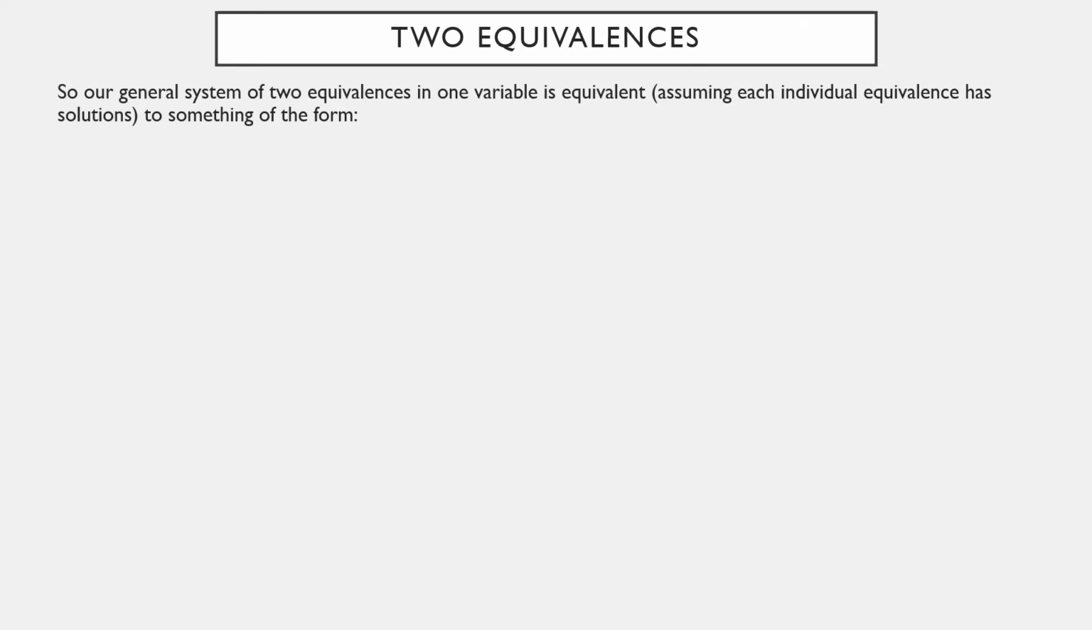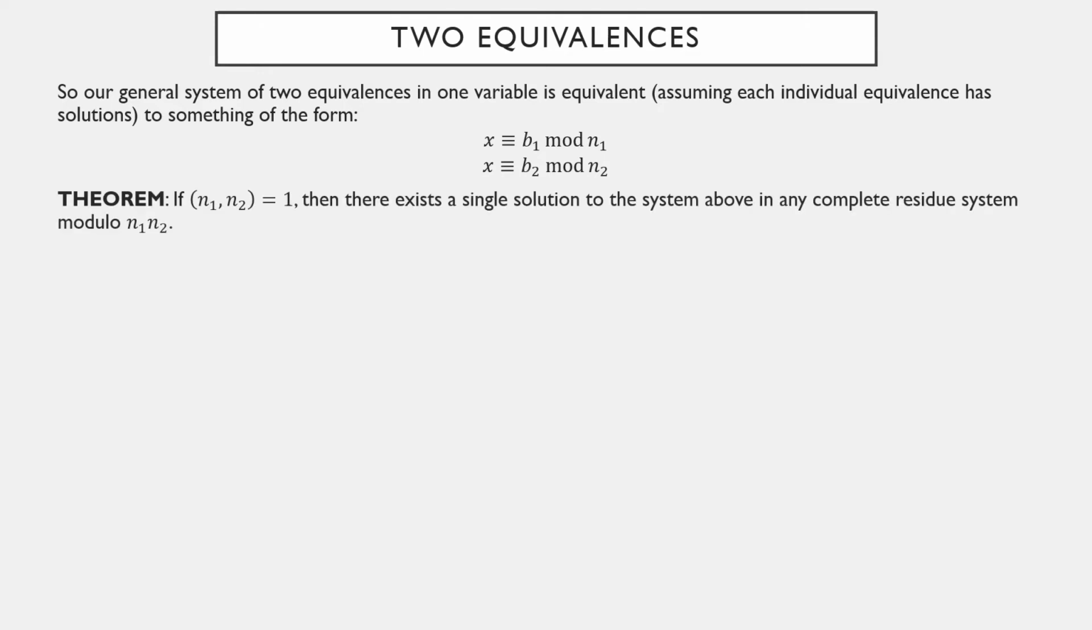So now we have a general system of two equivalences in one variable. We want a single x that is equivalent to b1 mod n1, but also equivalent to b2 mod n2. Are there any such x's? Well, here's our first theorem. If the two bases are relatively prime, then there is in fact one solution modulo the product n1 n2.